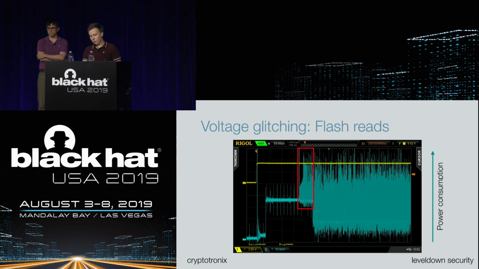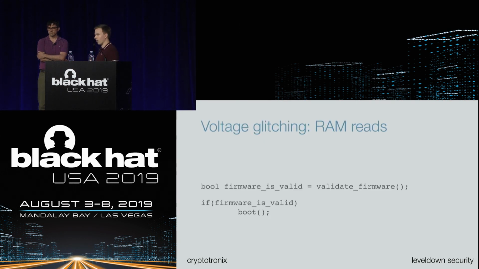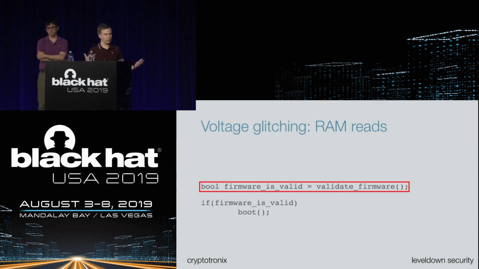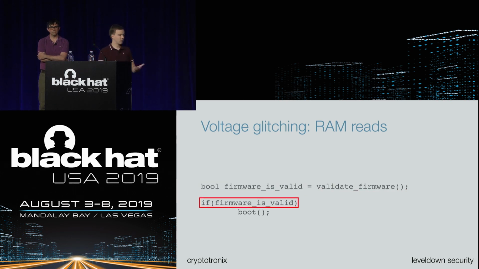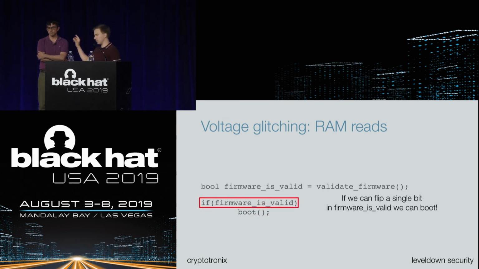And we can do the same with RAM. So let's, for example, say we have a bootloader that has a method we call to check whether the firmware that is on the device is valid. And then we have a simple Boolean check. If firmware is valid, then we boot our firmware. But if we manage to insert a glitch right at this check, if we manage to flip a single bit, the Boolean condition will evaluate to true, and suddenly we are able to boot, for example, a compromised firmware.